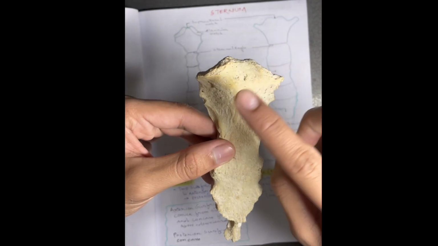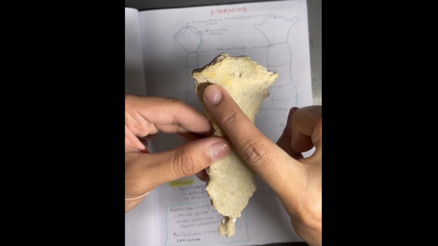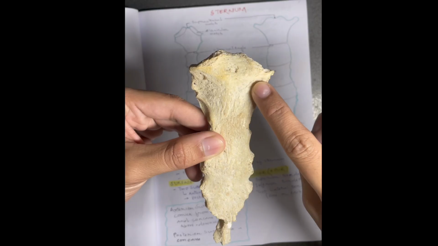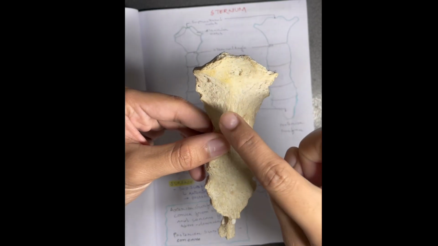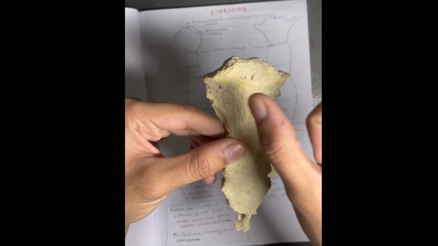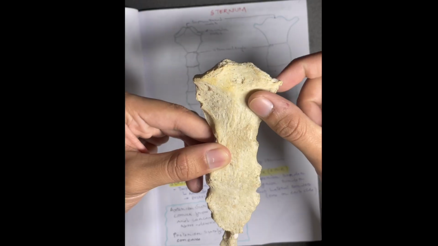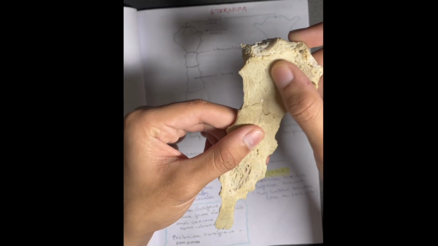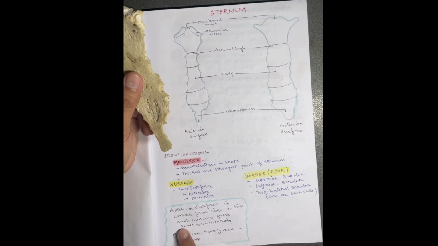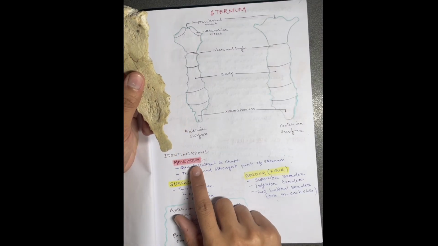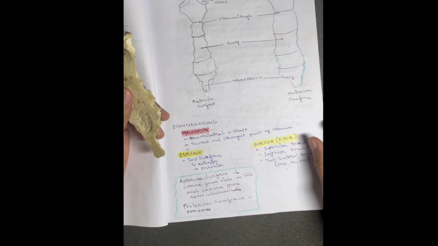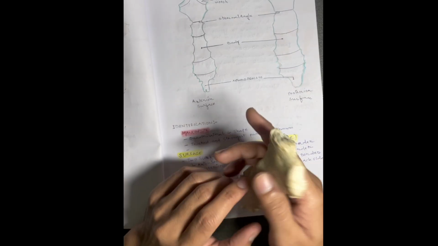Now this is something you need to remember. The anterior surface is convex from side to side and concave from above downward. And the posterior surface is concave. I have already written the identification points of the manubrium here. Now let's come to the borders.